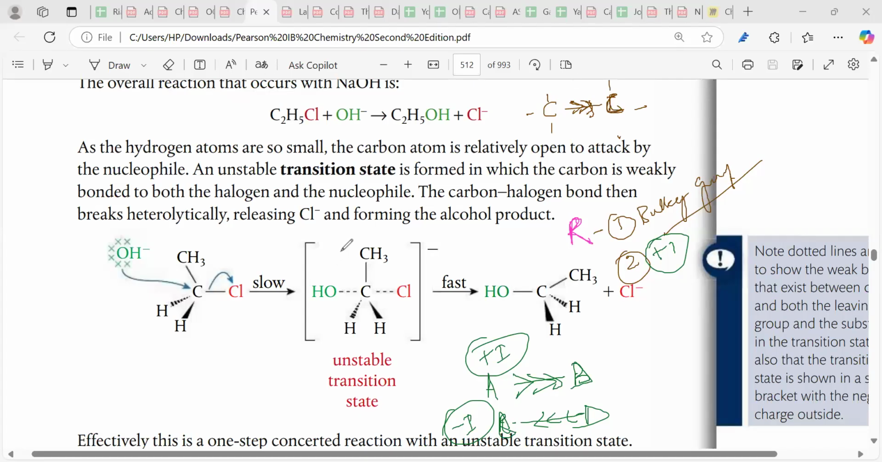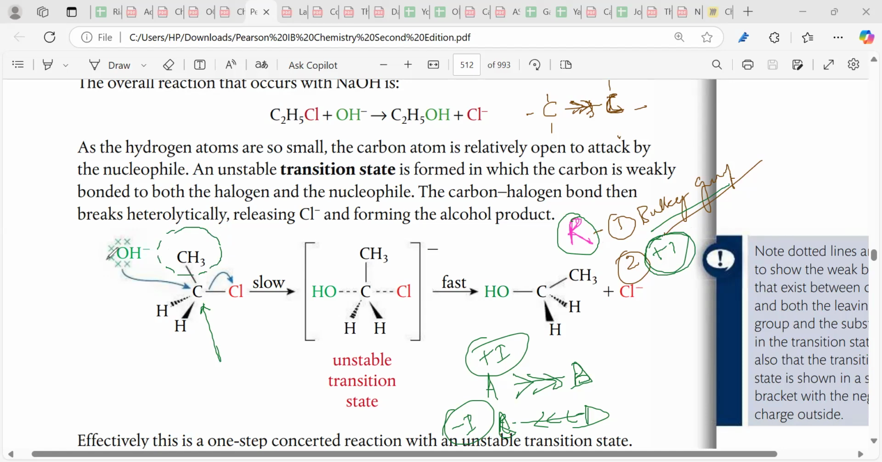We have to take into account whether this carbon is primary, secondary, or tertiary. We have to keep in mind that the alkyl group is a very bulky group, and there will be a plus I inductive effect of the alkyl group. Very bulky. It's open space.